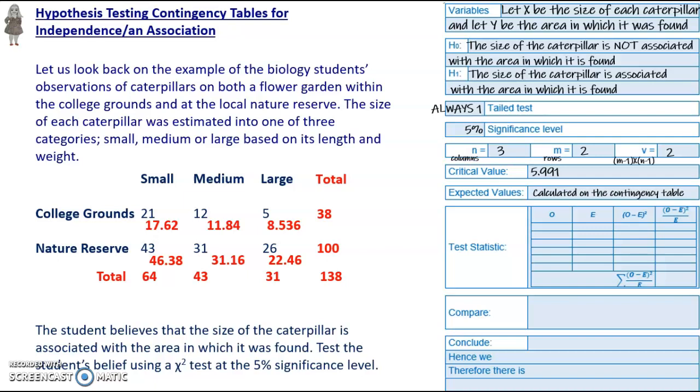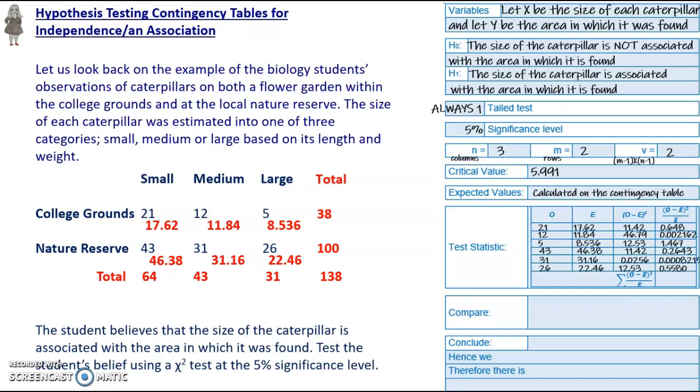I then need to calculate my test statistic using the formula, the sum of O minus E all squared over E. This can be found on page 6 in the formula booklet. To do that, I'm going to draw up this table of data where I put in the observed value, the E value, calculate the difference squared, and then divide it by E. For my first one, college grounds small, O is 21 and the E value is 17.62. If I find the difference and square it, I get 11.42. Then dividing 11.42 by 17.62 gives me 0.648. I do that for each of the 6 values on my contingency table.